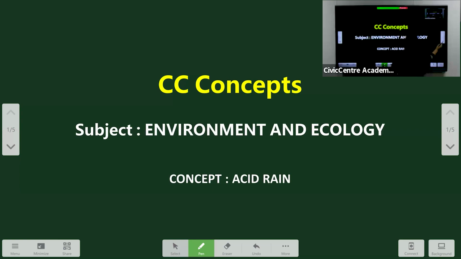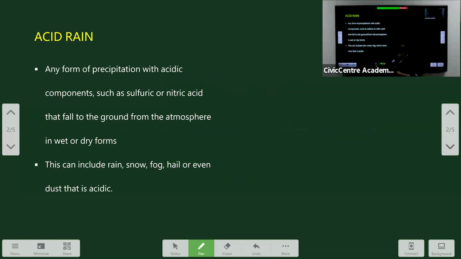So, what is acid rain? Acid rain is a form of precipitation from acidic components such as sulfuric components or nitric acid that fall onto the ground from the atmosphere in both wet forms and dry forms. Now, what does it mean by wet forms and dry forms? Wet forms like the rain, the hail, but dry forms are like the snow and the fog.